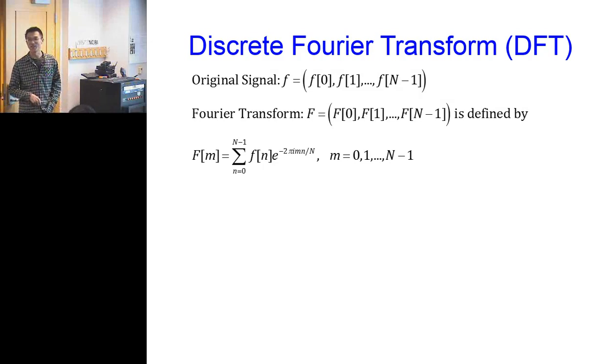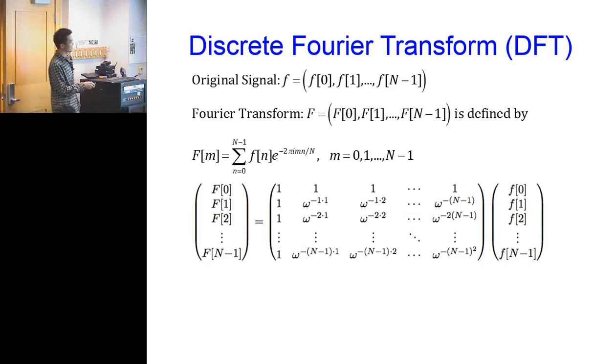There are many reasons to do this, so I won't go into the reasons. Basically you want to do this calculation, and it's very useful for all kinds of purposes. If you look at this, it's nothing more than a matrix times a vector. This is capital F, this is the original signal, and this is the transform matrix. This is your result, what you want to calculate, and this is the input.